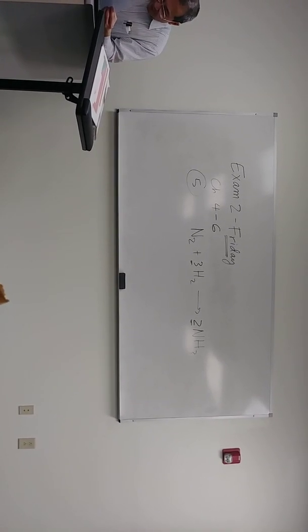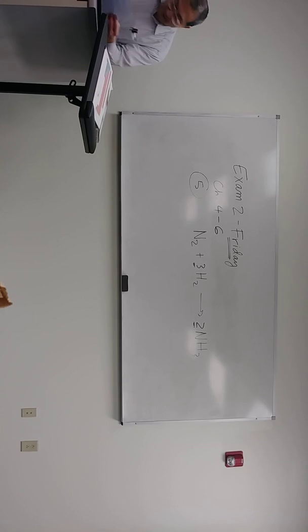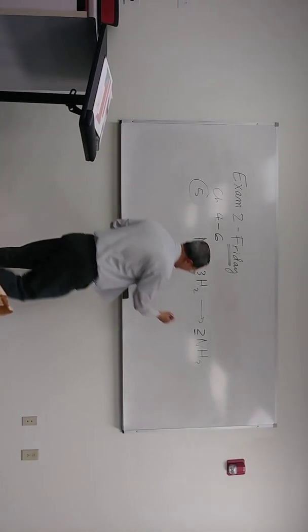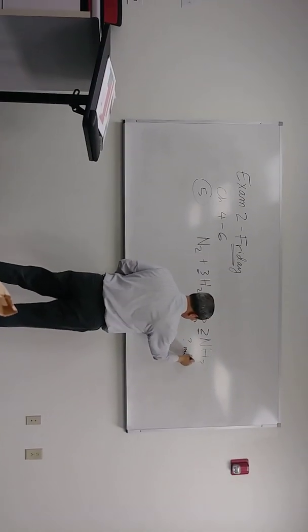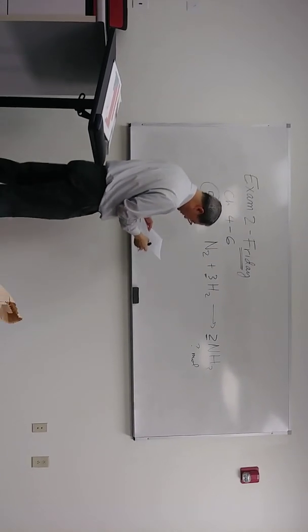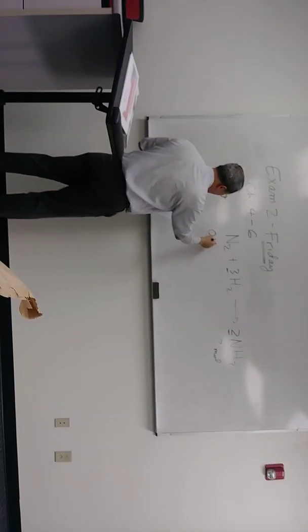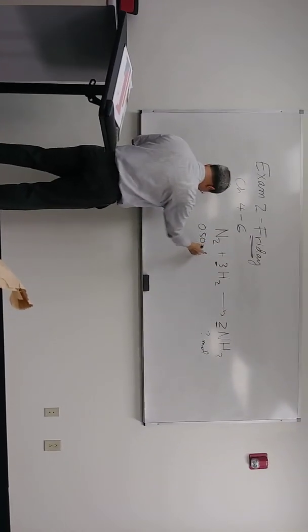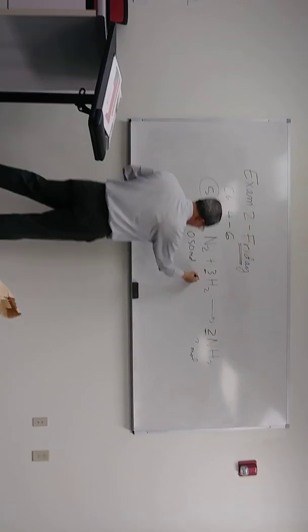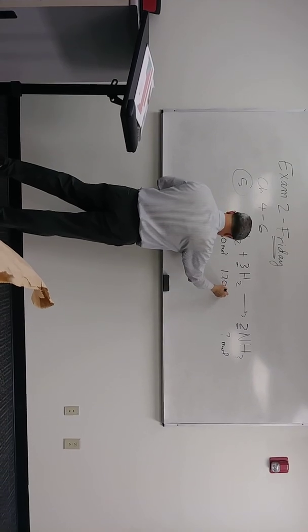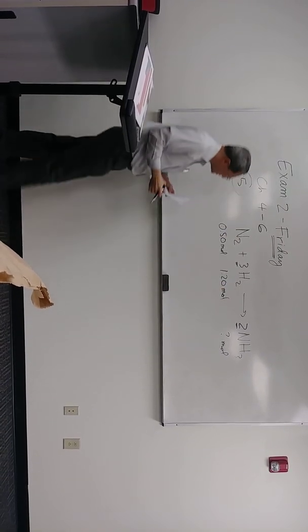What is the maximum number of moles of ammonia, NH3, that can be produced when 0.5 moles of N2 reacts with 1.2 moles of hydrogen? What is the limiting reactant?